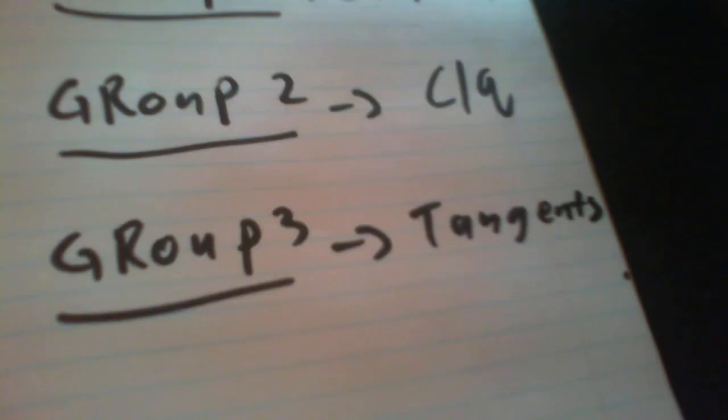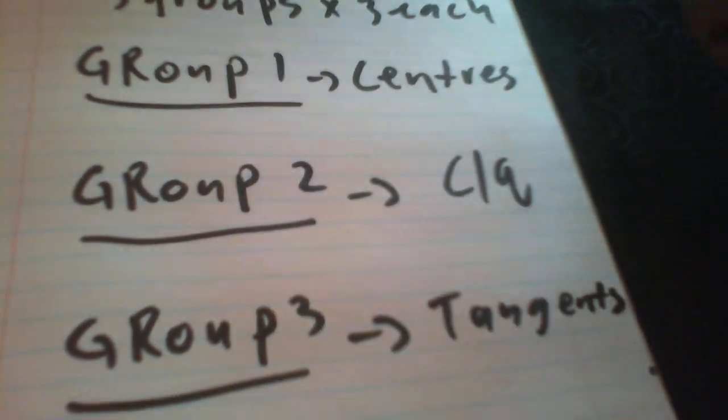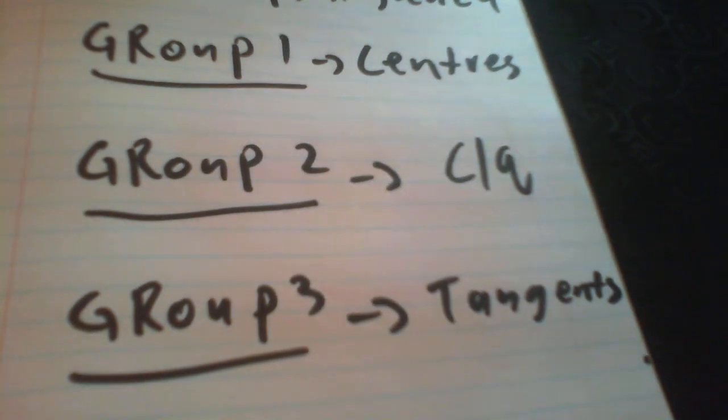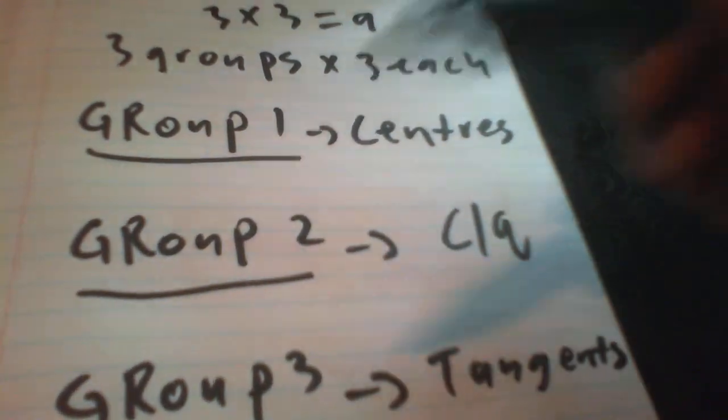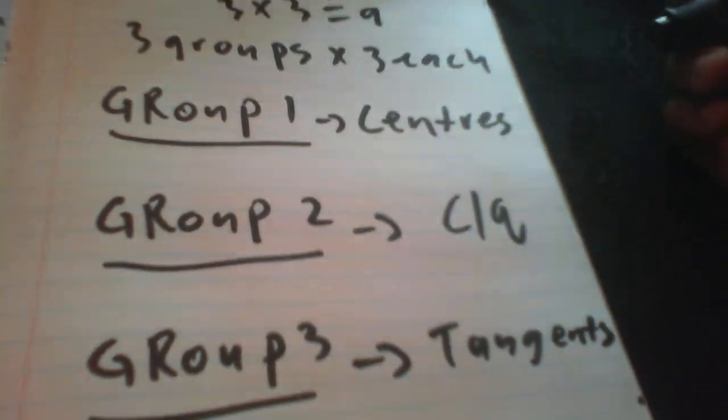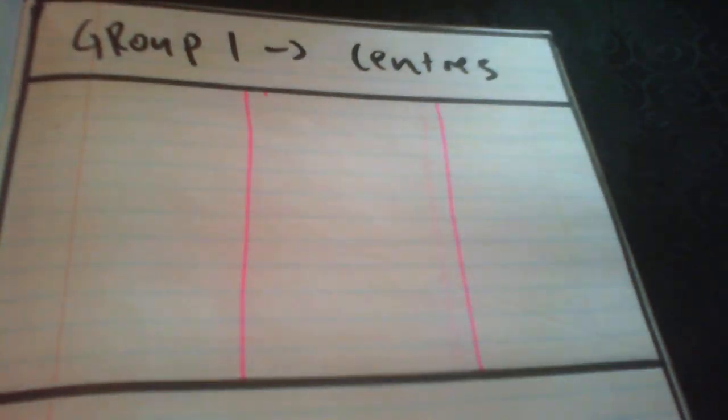So those are the groups: group 1, group 2, group 3. Group 1 is centers, group 2 is cyclic quadrilaterals, and group 3 is the tangents. So in each group we are going to find 3. Now let us just discuss the groups in detail. So now I have my group 1, which we already know that it is the centers. So these are the center theorems.